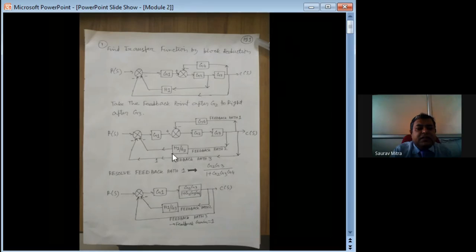This is the only adjustment we have to do. No adjustment in G4, so G4 in this diagram and G4 in this diagram is the same. No adjustment in this one, so this one is also like this. Now this has become a very simple kind of loop.